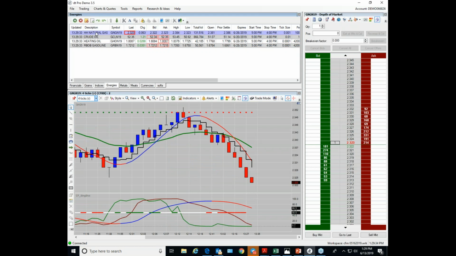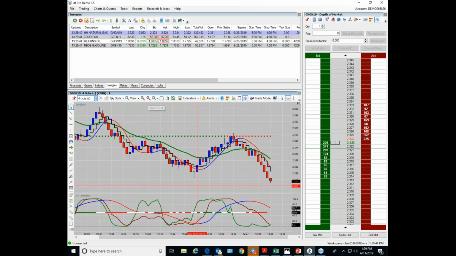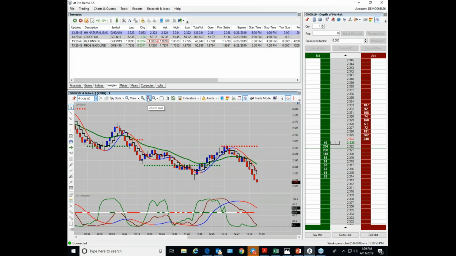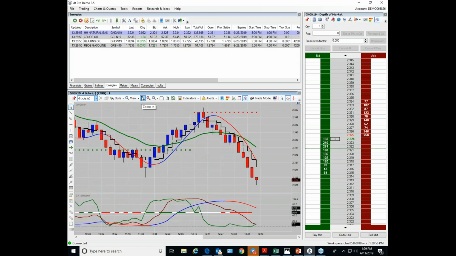All right, so here's a good one: natural gas. Okay. Step one: are we trending? Zoom out, zoom out, zoom out. Yeah, we're making some lower lows. Okay, I can get excited about that. Not making a ton of lower lows, but all right, we're starting to make some lower lows.